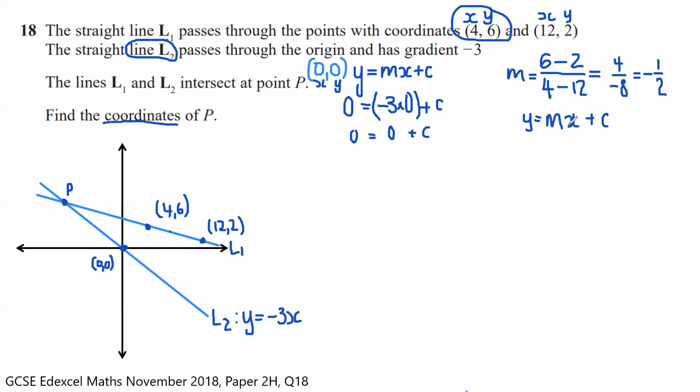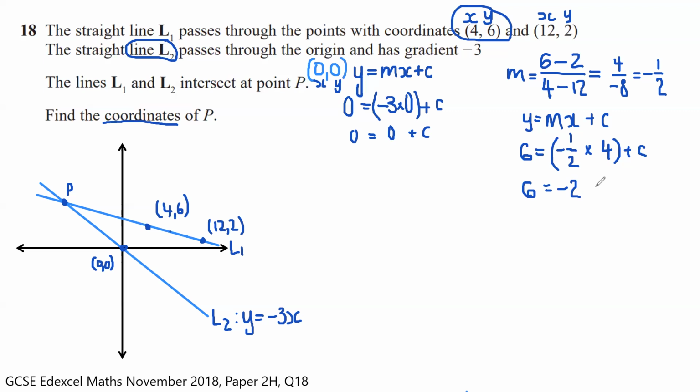You only actually need one. You need 2 coordinates to find the gradient, which is why you've been given 2 points to find the gradient. But for the rest of the equation, you actually only need 1 point. So I'm just going to, again, take the one that I've circled just because I've already circled it. Okay, so we've got a y value of 6, and that is equal to -1/2 times by our x value, which is 4, and then add c.